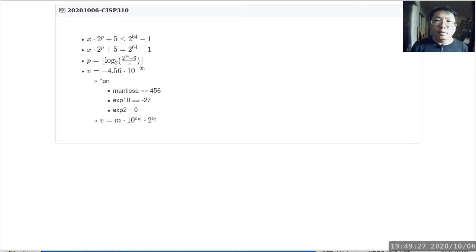Okay, so that is V. V is always represented by a mantissa of some kind. The mantissa in this case is just going to be something that fits within a 64-bit unsigned integer. E10 is an integer. E2 is also an integer. So E10 begins with a value of -27. E2 begins with a value of 0. And then M starts with a value of 456.